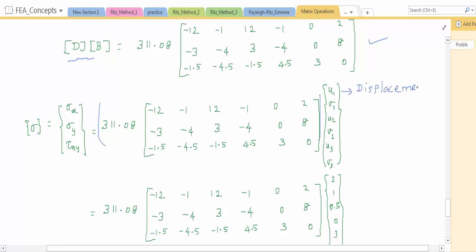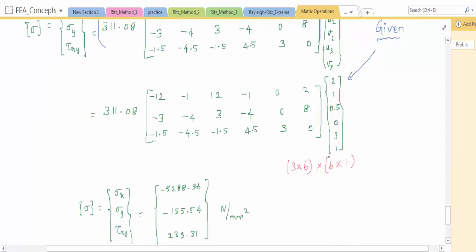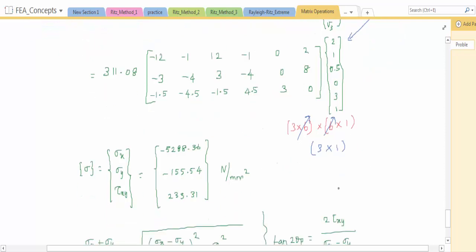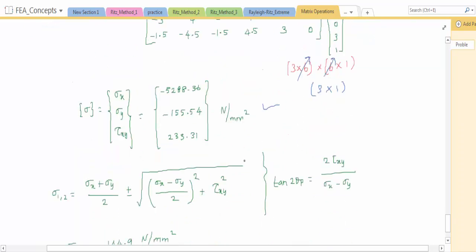For sigma, the DB value is substituted, and the displacement vector is given from the formula u1 v1, u2 v2 and u3 v3. Substitute these values and multiply the 3 cross 6 with the 6 cross 1, and you will get the 3 cross 1 matrix. That is sigma x, sigma y and tau xy.